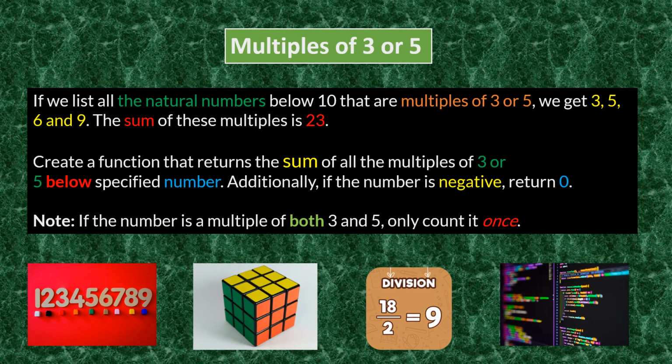If we list all the natural numbers below 10 that are multiples of 3 or 5, we get 3, 5, 6, and 9. The sum of these multiples is 23. Create a function that returns the sum of all the multiples of 3 or 5 below specified number. Additionally, if the number is negative, return 0. Note: if the number is a multiple of both 3 and 5, only count it once.